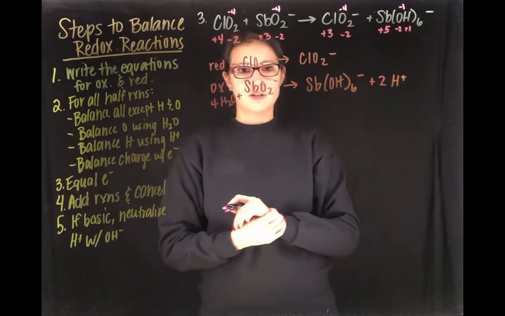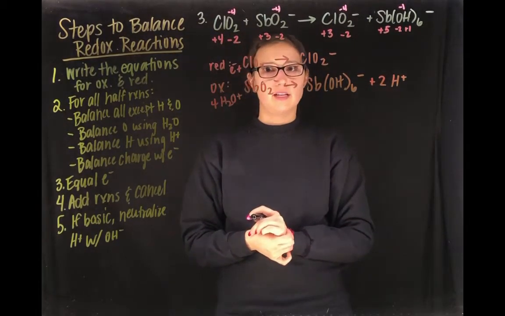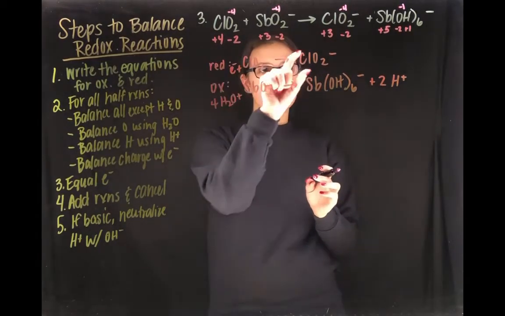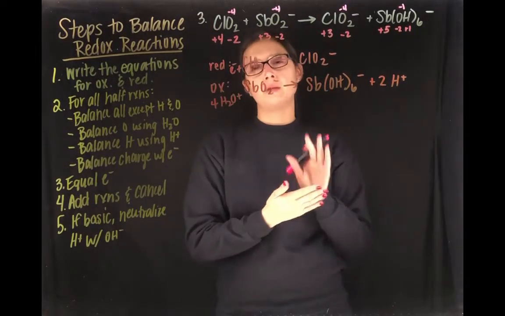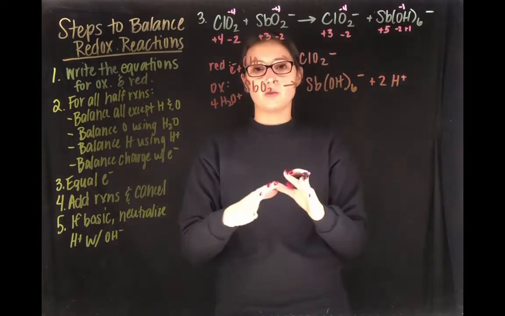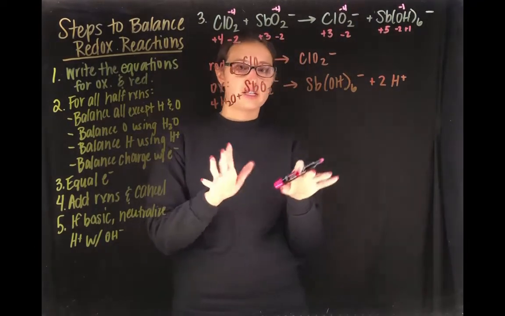I'm going to add 1 electron to the reactant side. So now this side is -1, this side is -1. They don't have to be 0, they just have to be equal. So the reduction half reaction is balanced.